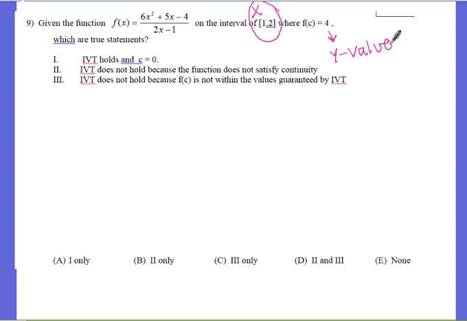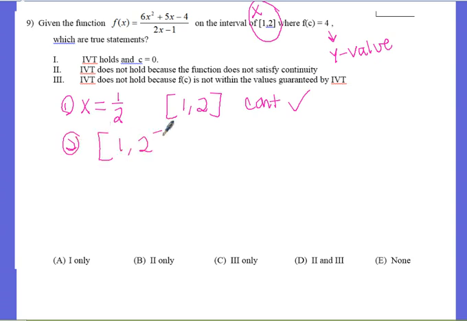Alright, so we know this is an IVT problem, so the first thing I'm going to check is continuity. Well, I know I have an issue at x equal to 1/2, because that would make the denominator 0, but since it's not within 1 to 2, I don't have to worry about it, so this passes the test of continuity within 1 to 2. I know that it's closed because I gave you the closed interval, and there's no discontinuity at x equal to 1, and there's no discontinuity at x equal to 2, so it's closed. So those two things are good. Well, what you'll notice is number 2 can't be true because it does hold continuity.